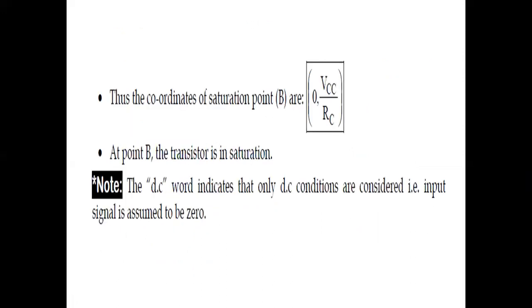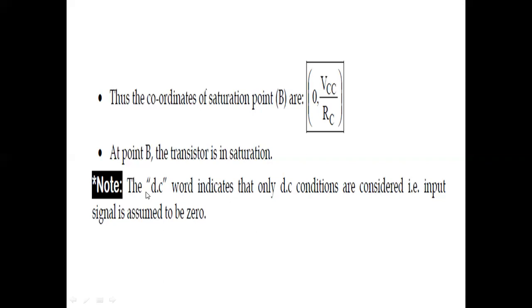Thus, the coordinates of the saturation point B are: the x value, that is VCE, will be 0 on the y-axis, and the IC value, that is the y point, is represented as VCC by RC. Therefore, the coordinates of the saturation point B are 0, VCC by RC. At point B, the transistor is in saturation.